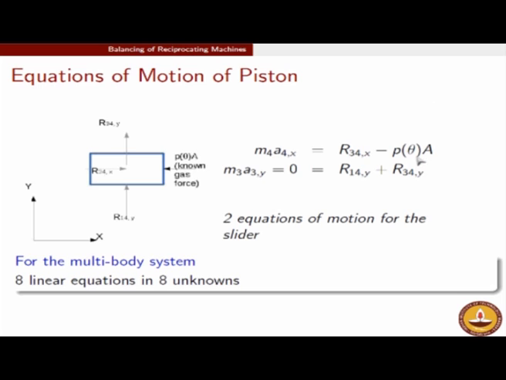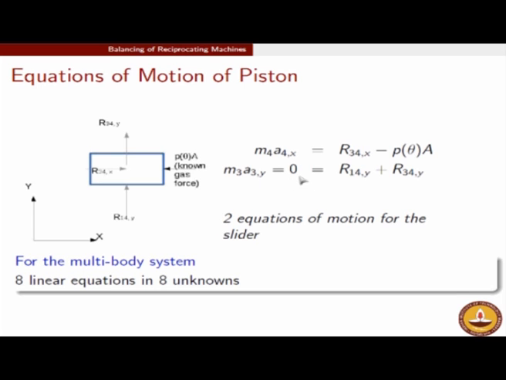So let us say this has been done. So P theta is known. Therefore, the entire mass times acceleration in the x direction of the piston is going to be given by R34x minus P theta times A. And similarly, M3 times A3y, but then this is a piston which is sliding only along the x direction. If it is sliding along the x direction, there is no acceleration in the y direction.